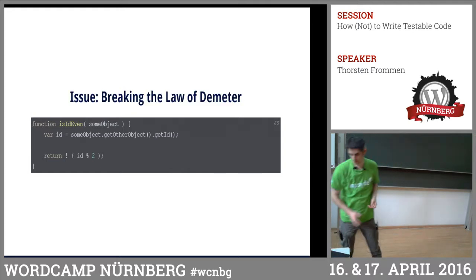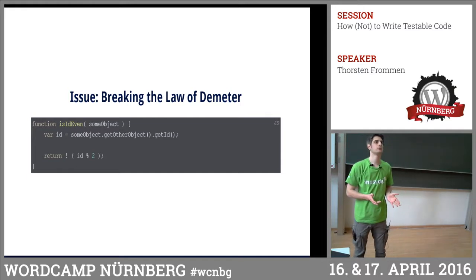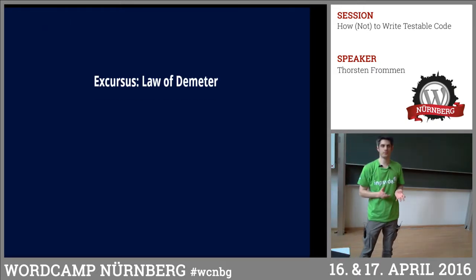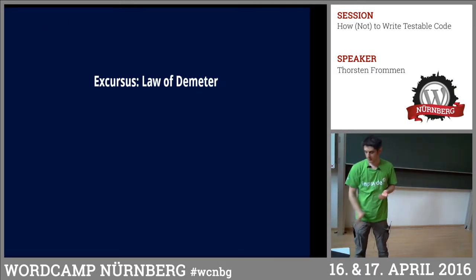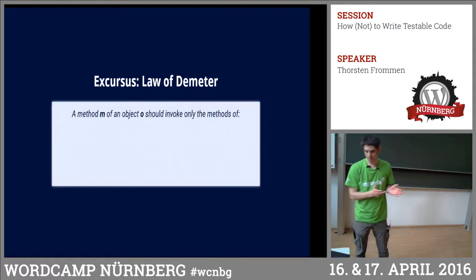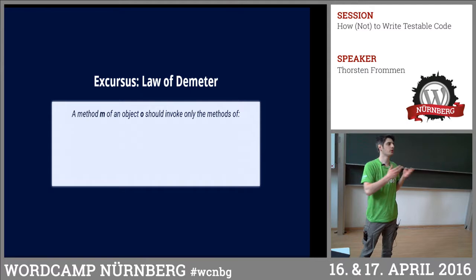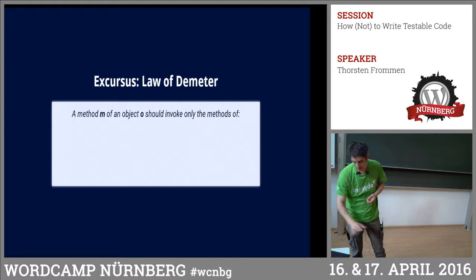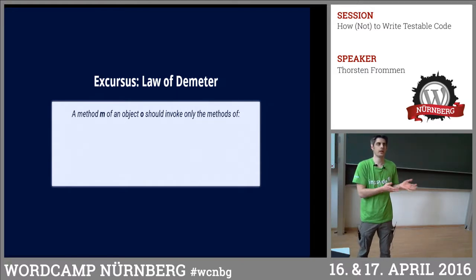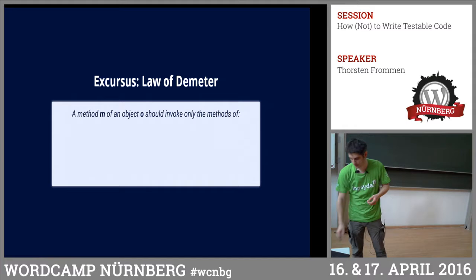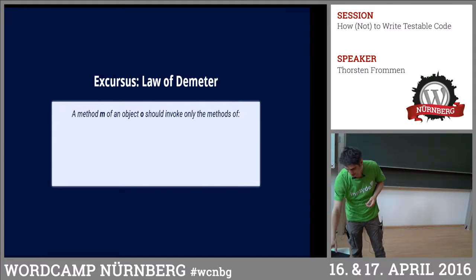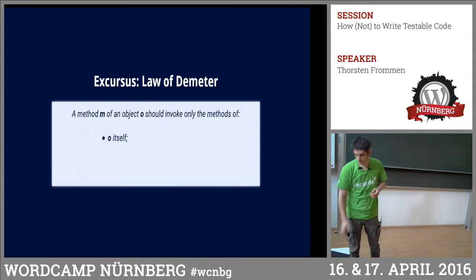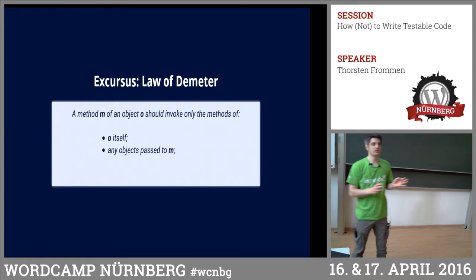Who here has heard before about the Law of Demeter? The Law of Demeter is a rule set of which methods of which objects you should call or should not call when you're in a method. So I have a method M of my object O, no matter what language. Okay, object oriented, of course. And my method M should only call methods of the object it belongs to, or any objects passed to M.